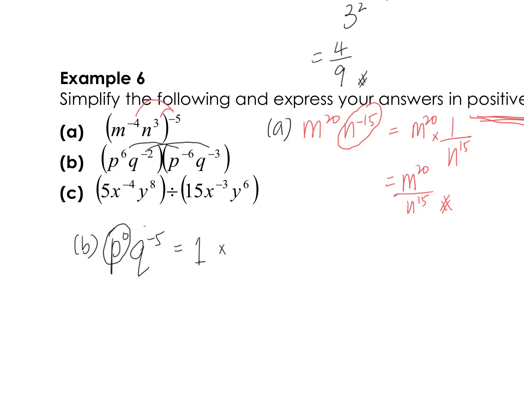And then this one I change to 1 over Q. So actually my answer is just 1 over Q to the power of 5. Okay, nice.